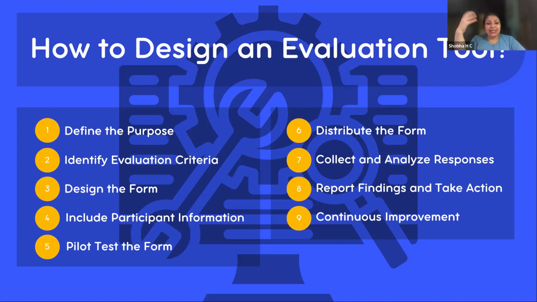Then you evaluate the criteria. Determine the key areas and criteria that you want to evaluate. It could be content relevance, trainer effectiveness, the training materials that were used. So first you've defined the purpose, and then you will say, okay, my criteria is I will divide my evaluation tool and measure delivery method, and I will check overall satisfaction. That all comes under the evaluation criteria.